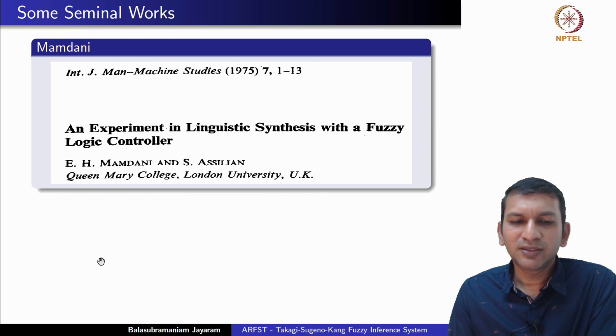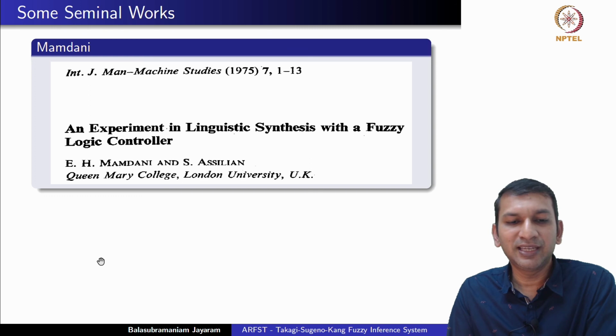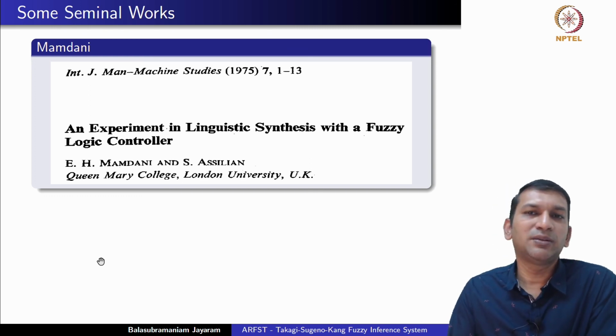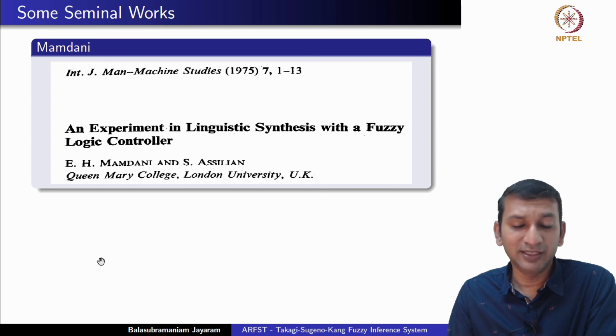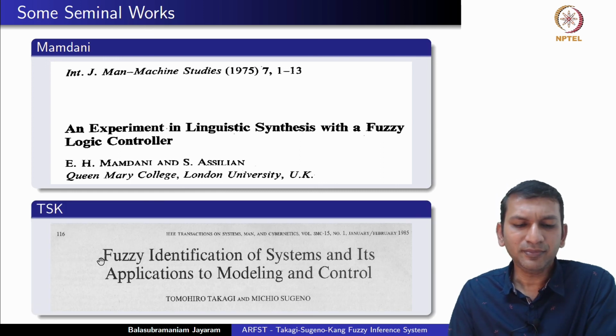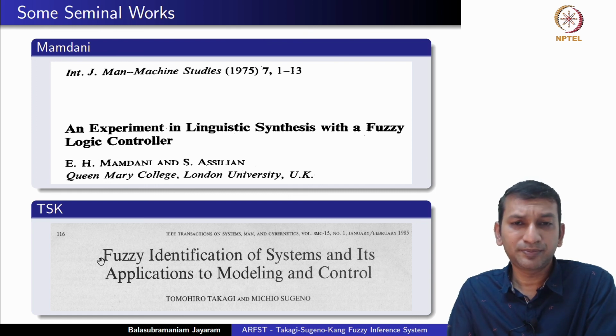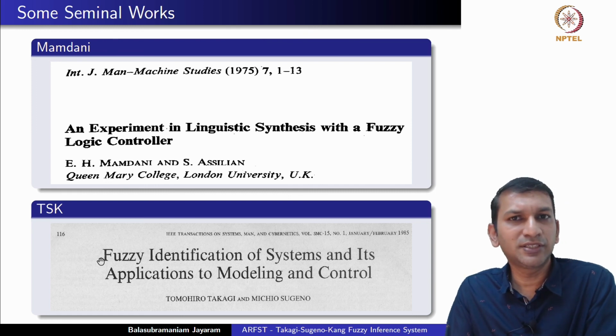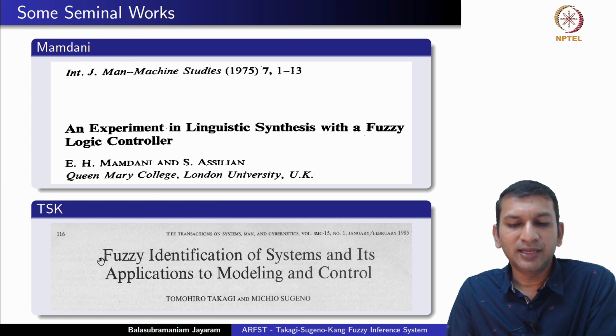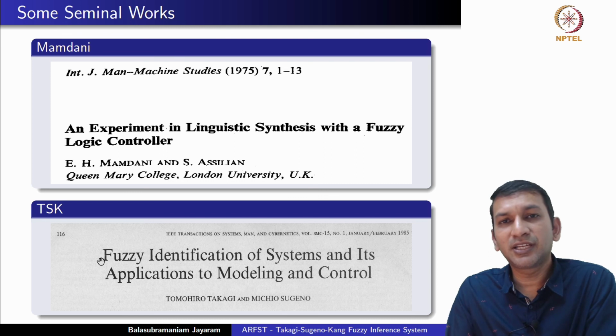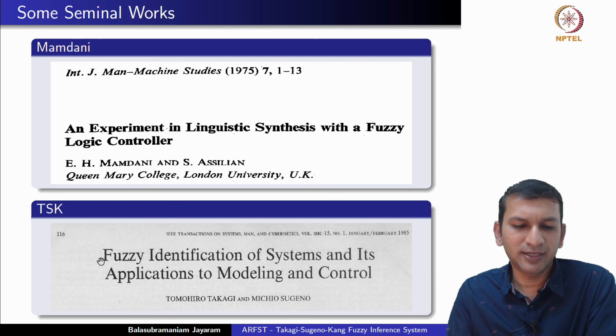It is in this work, published in the International Journal of Man-Machine Studies in 1975, Mamdani and Assilian proposed their Mamdani fuzzy inference system. And Takagi and Sugeno proposed the TSK Fuzzy Inference System in 1985 through this article published in the IEEE Transactions on Systems, Man and Cybernetics.